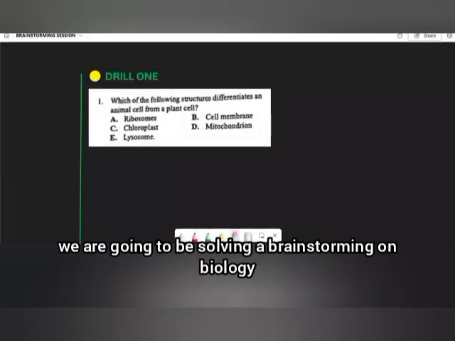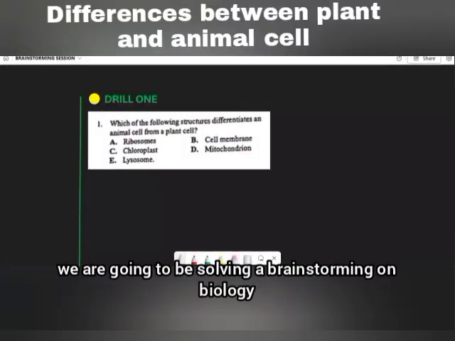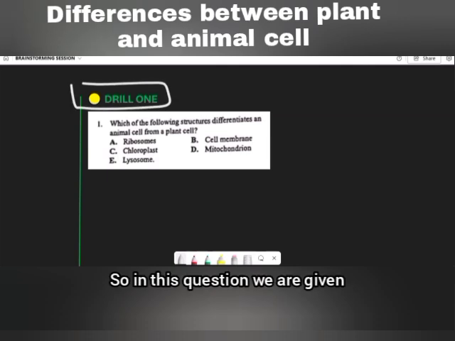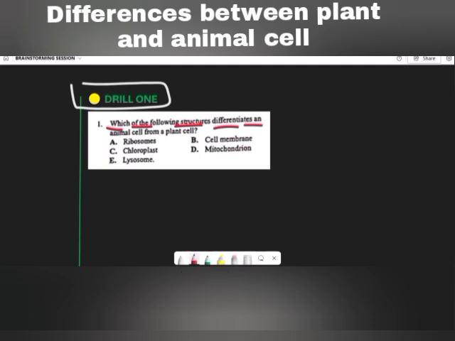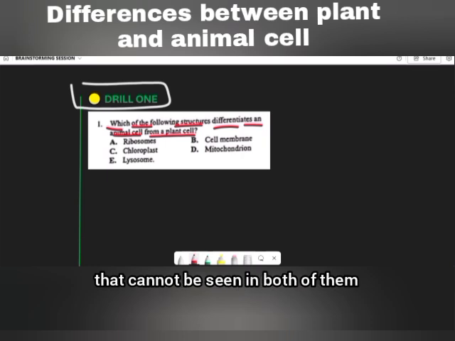We are going to be solving a brainstorming on biology. In this question we are given: which of the following structures differentiates an animal cell from a plant cell? It means we want to look at the organelles that can be seen in animal cells, likewise the organelles that can be seen in plant cells, and those organelles that cannot be seen in both of them. So let's look at this first.